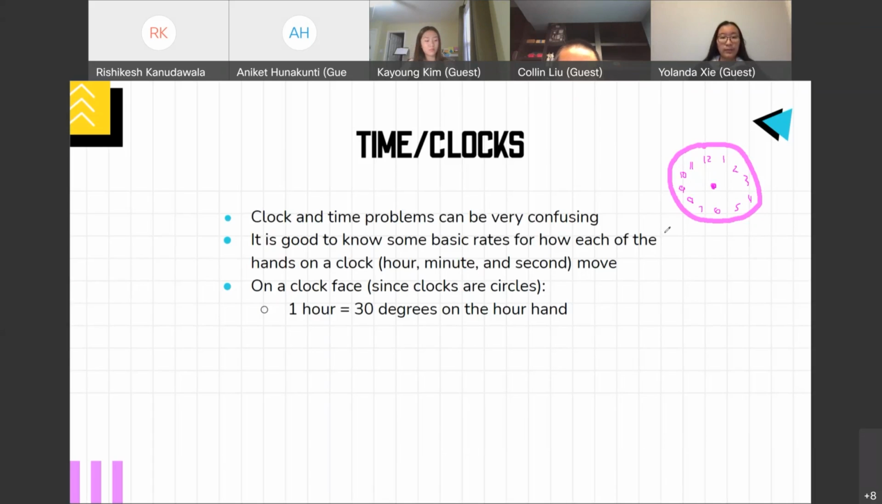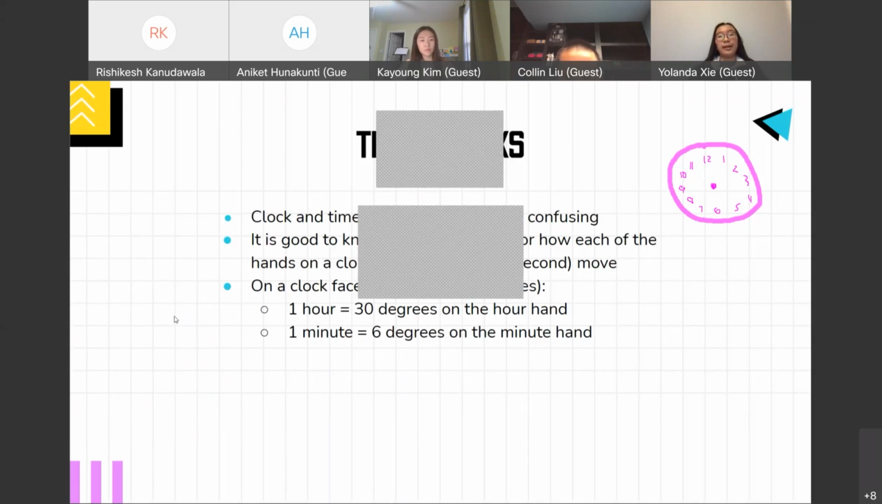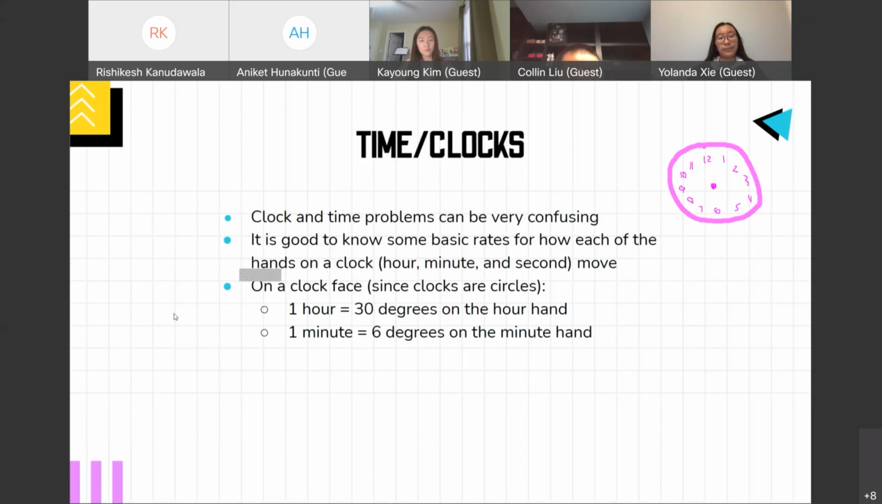All of these ratios you can think about yourself and just reason out, but it's often a lot faster if you just have them memorized. So the next one is 1 minute equals 6 degrees on the minute hand. This also makes sense because it takes 1 hour for the minute hand to go all the way around the clock, and there are 60 minutes in an hour. So 360 divided by 60 equals 6 degrees. So write that one down as well.